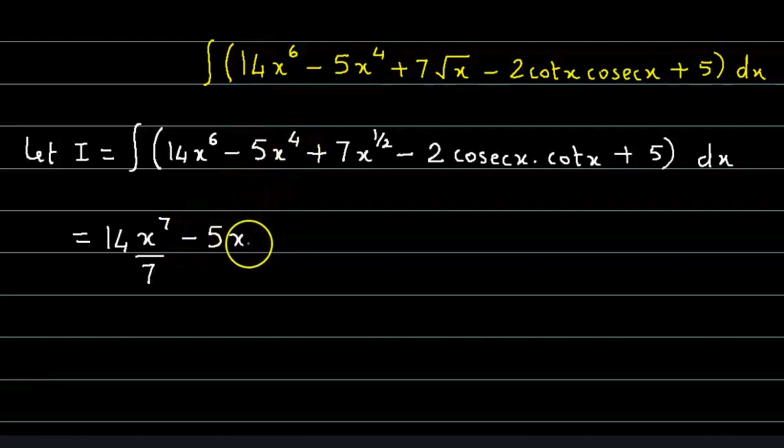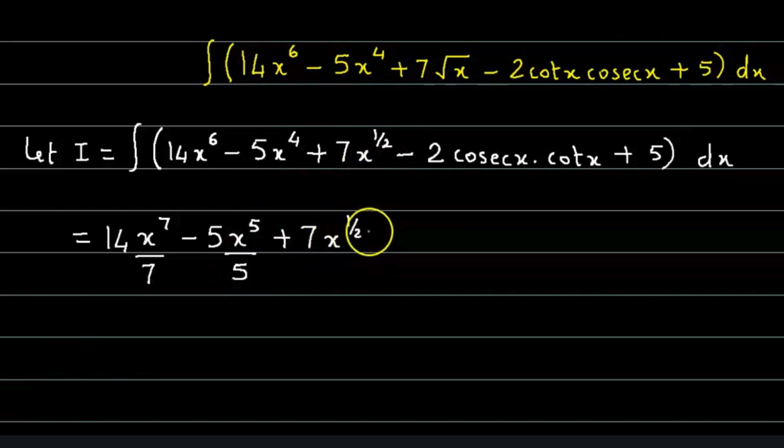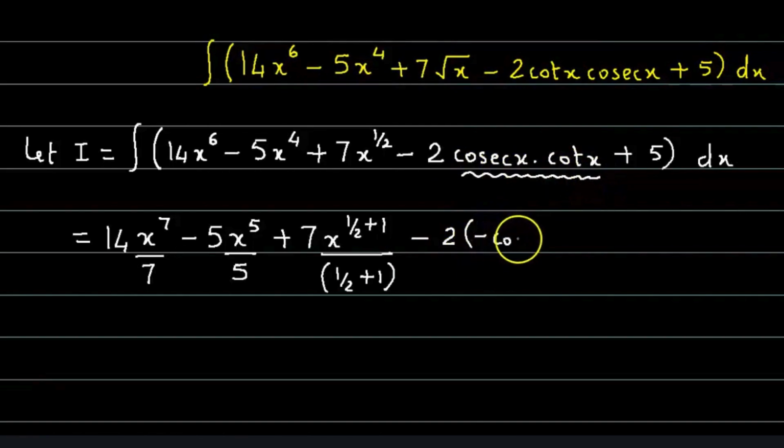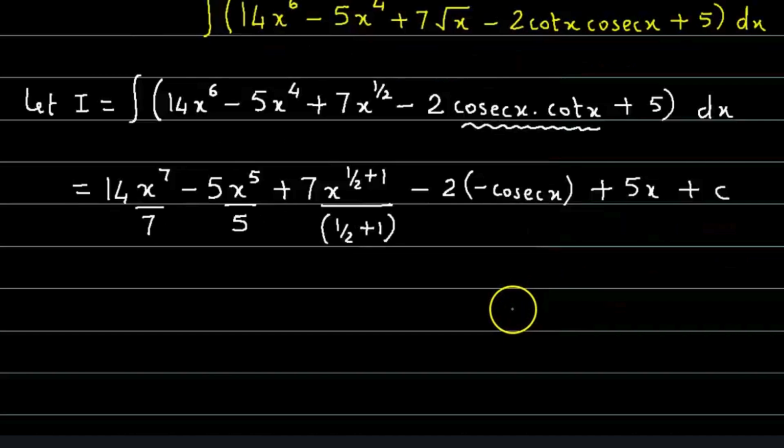integration of x raised to 4 is x raised to 5 upon 5 plus 7 times integration of x raised to half is x raised to half plus 1 upon half plus 1 minus 2 times. Now integration of cosec x into cot x, that's minus cosec x plus integration of 5 is 5x plus c. Now we simplify this further.